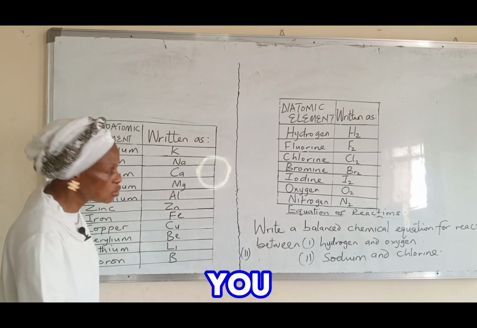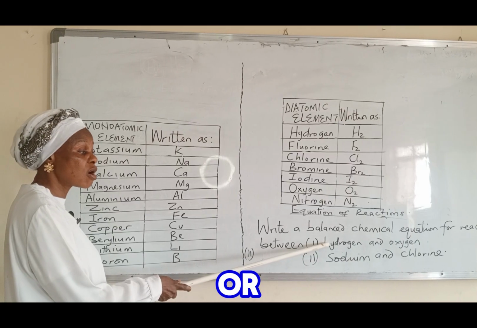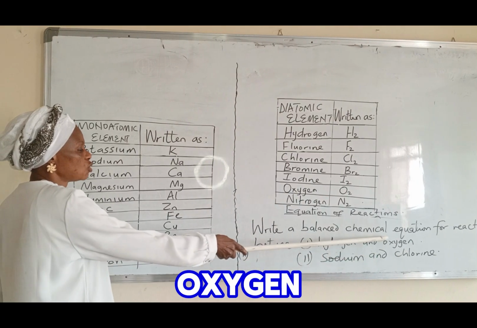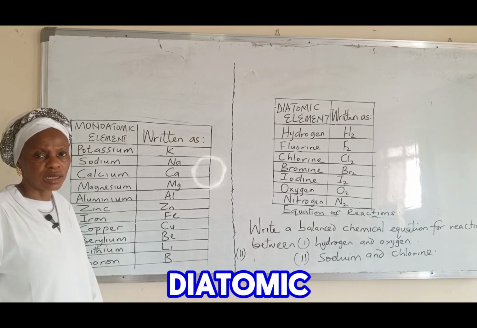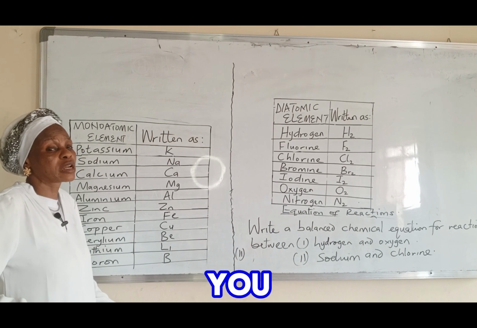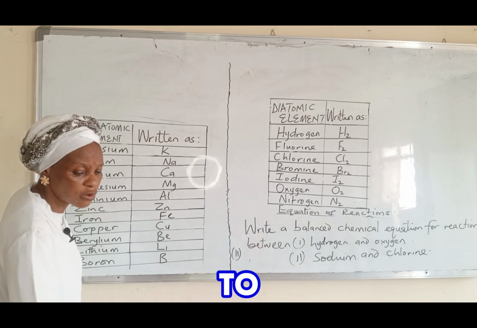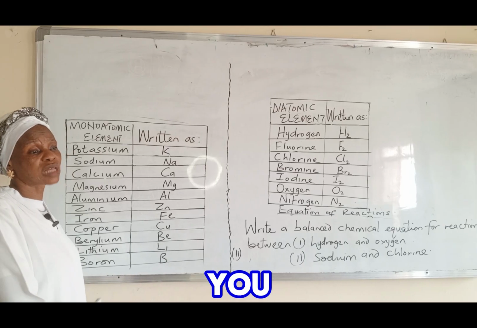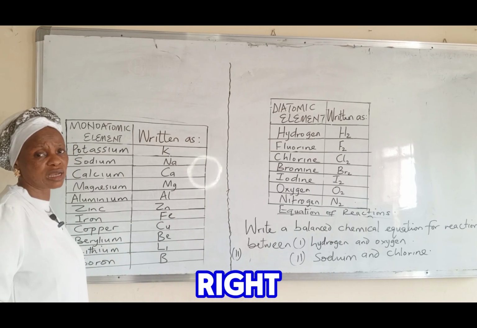So I've told you, you will look at it. Is hydrogen a diatomic element or monoatomic? You go to oxygen too. Is it monoatomic or diatomic? Then that will give you a clue to know what to write and what they are going to form. And in balancing a chemical equation, the elements you start with are the ones that you will get as products at your right hand side.